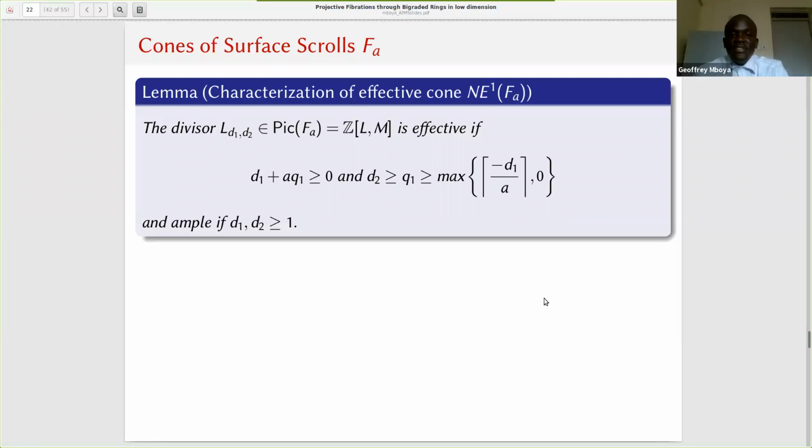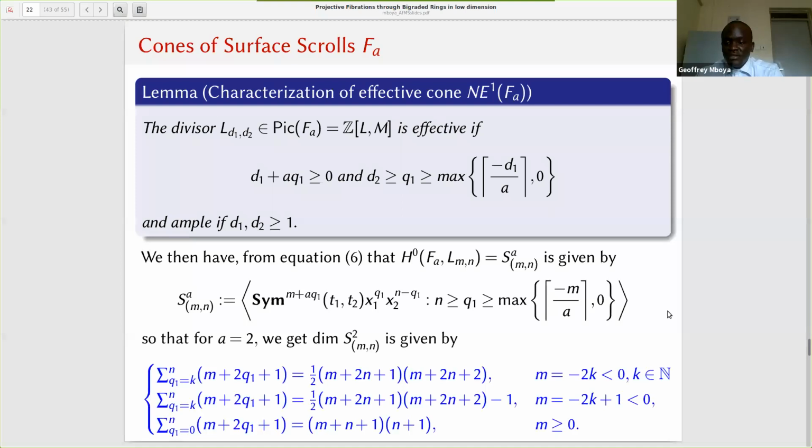The characterization of effective divisors on a surface scroll is such that a divisor (d1, d2) is effective whenever d1 + a q1 is positive, and q1 is bounded between d2 and the maximum of either 0 or the ceiling of the fraction -d1 over a.